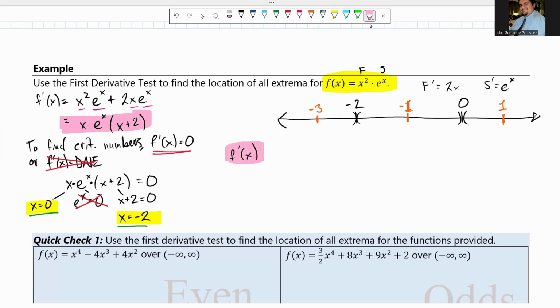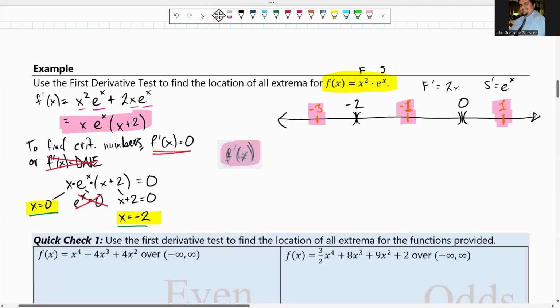I'm going to highlight it in pink for now so we know what we're following along with, okay? And what I'm going to do is grab these test points, these three, 1, 2, 3, and throw them into f prime of x. I'm going to back this off a little bit because I think I'm going to need the space to write. I'm going to plug them into my f prime of x, into my derivative.